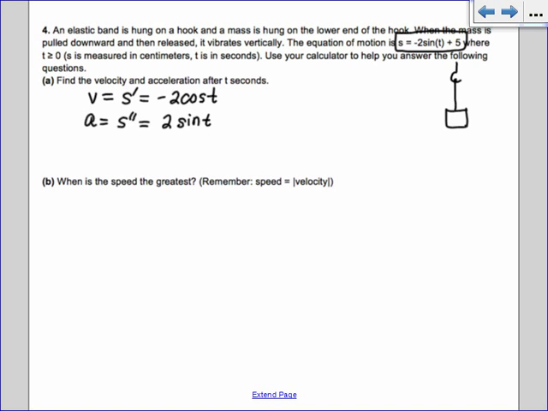All right, now the question says, when is the speed the greatest? Okay, so what do you think that we can do? You could do several different things. What could we graph? Set what equal to 0, though?